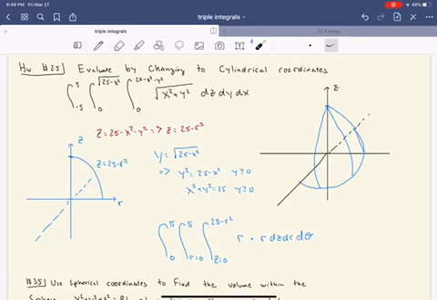So, rewriting the integral. Square root of x squared plus y squared is r. R dz dr d theta is our dv. Z goes from 0 to 25 minus r squared. R goes from 0 to 5. That's this 0 to 5 here. And now, we're not going all the way around. We're just going halfway around. Remember, the upper half. So that's 0 to pi.